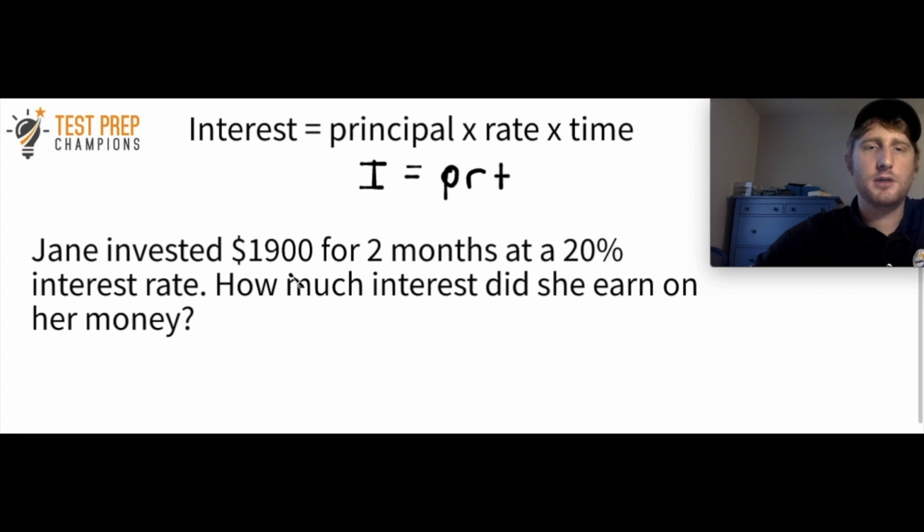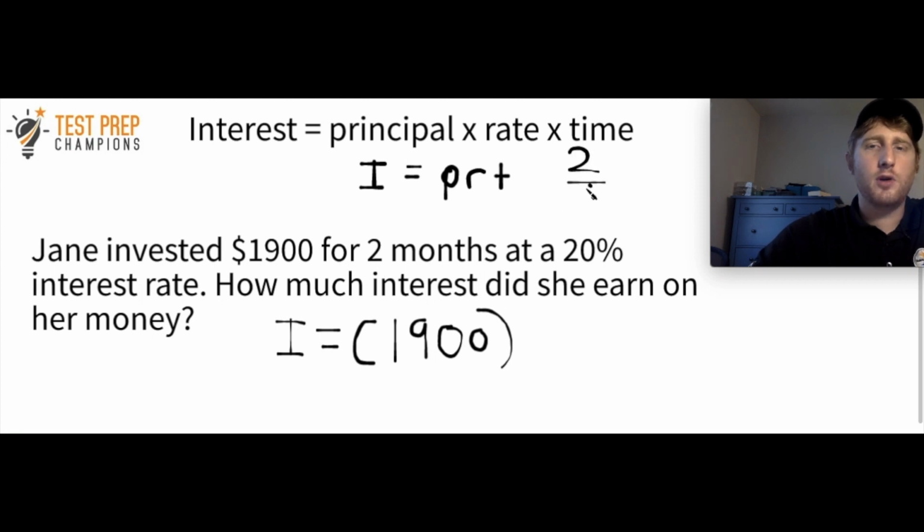Okay, so basically, similar to the last couple questions, I is equal to PRT, and I'm going to go over this a little faster because hopefully you're starting to get how to do these now for the basic cases like this one. But 1900 is going to be the principal, and for the time, we have to remember that it's 2 over 12.